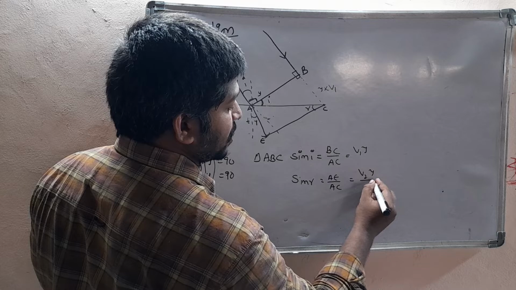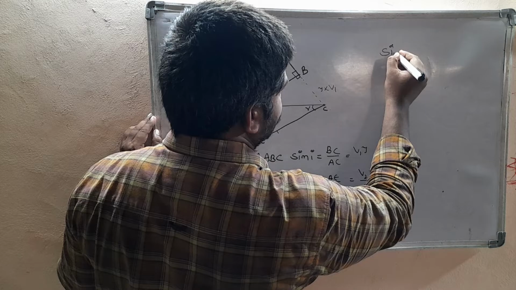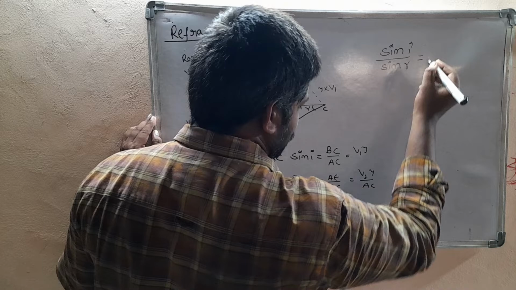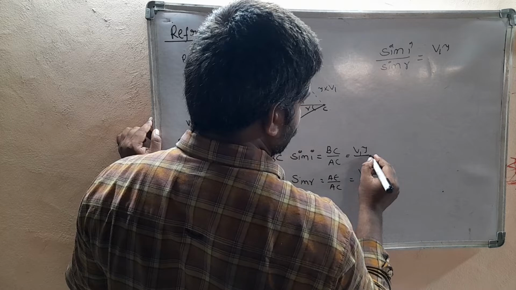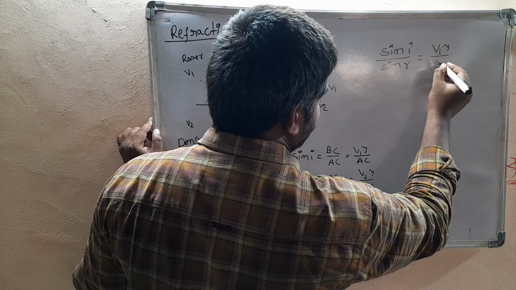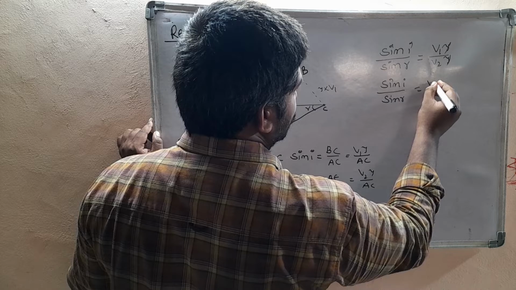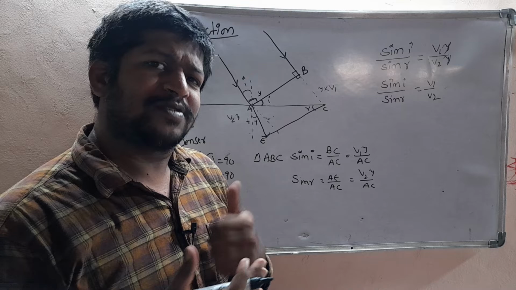I want sin I by sin R. Sin I by sin R is equal to V1 tau by AC by V2 tau by AC. AC gets cancelled and tau cancels. That means sin I by sin R is equal to V1 by V2. But what is the assumption? Tell me, what is the assumption? I is greater than R.